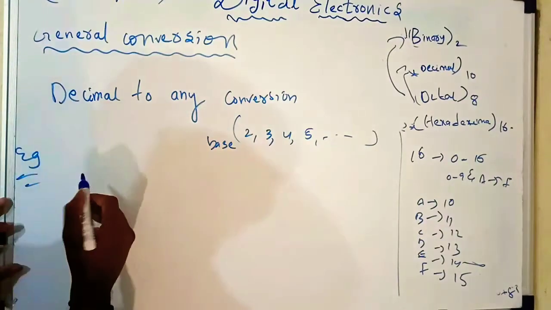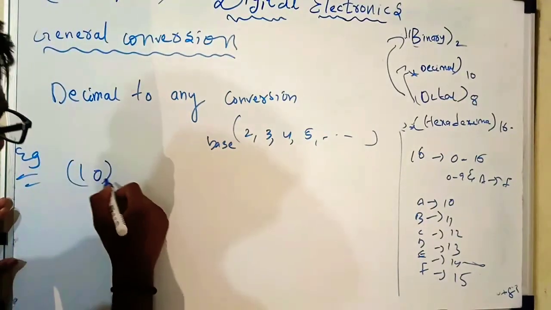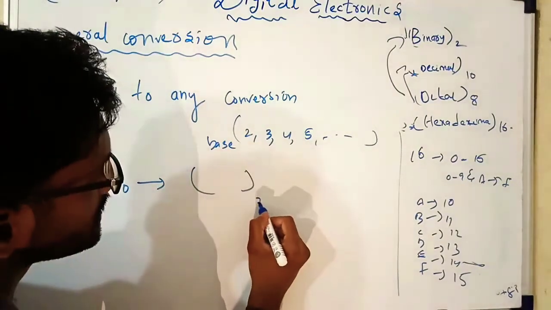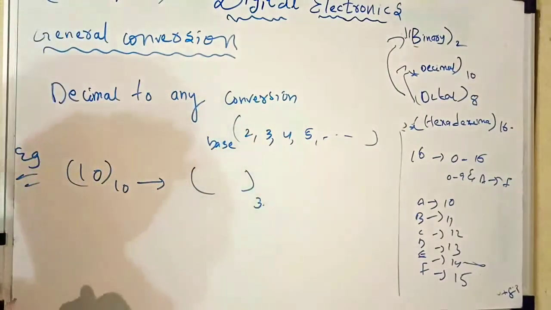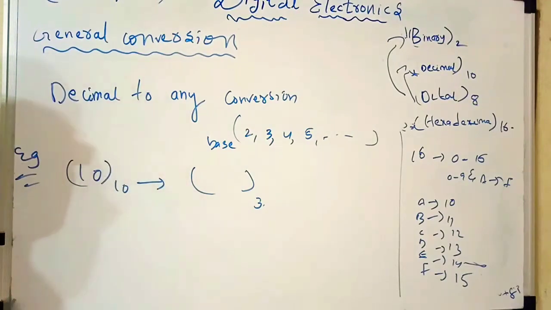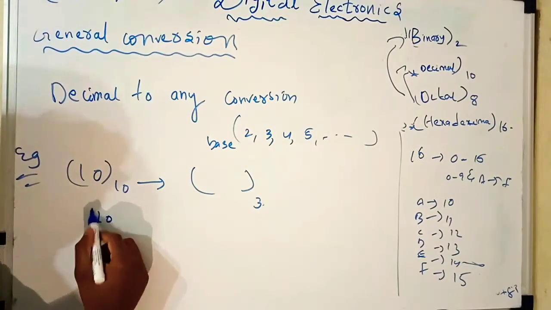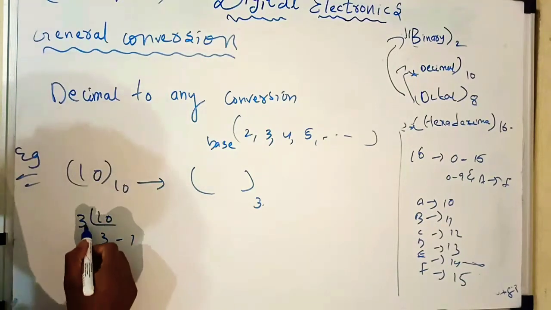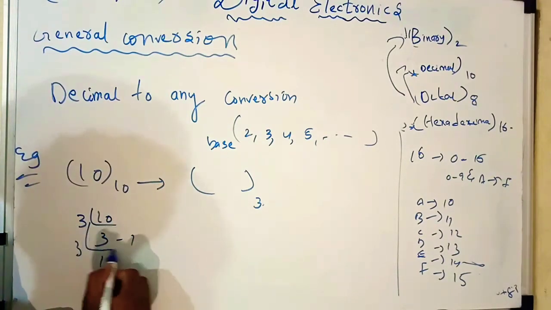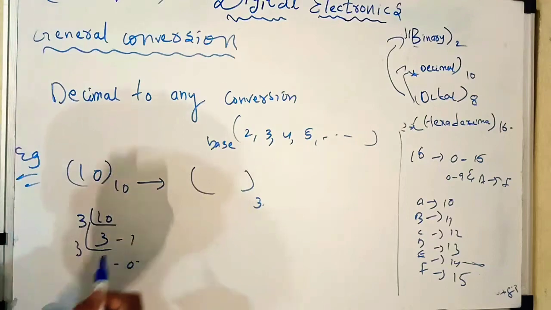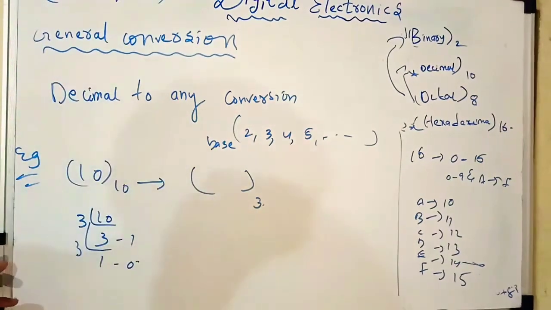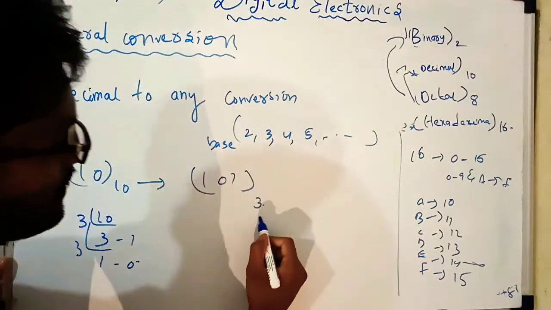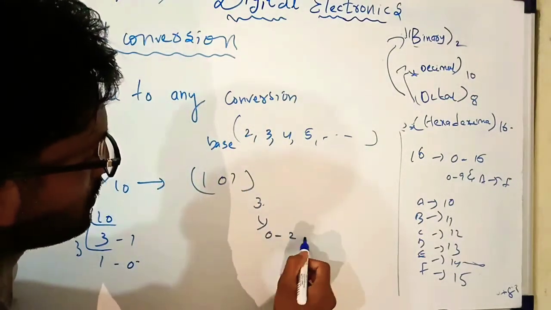Take an example of a decimal value, 10. We need to convert it into a base 3 number. For converting into base 3, what we do is divide by 3. 3 threes are 9, remainder is 1. 3 ones are 3, the remainder is 0. So the value is 101. For base 3, the values are from 0 to 2.